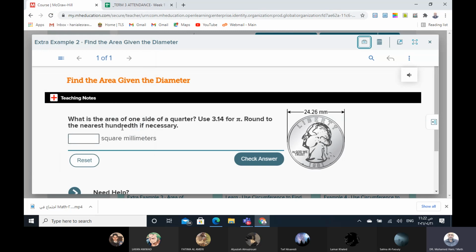Right. What is the area of one side of a quarter? Use 3.14 for pi. Round to the nearest hundredth if necessary. This is the circle, and as you see here, we have the diameter, not the radius. Here we have the diameter, 24.26 millimeters. Now I want everyone to try to find the area of this circle. Start, please.